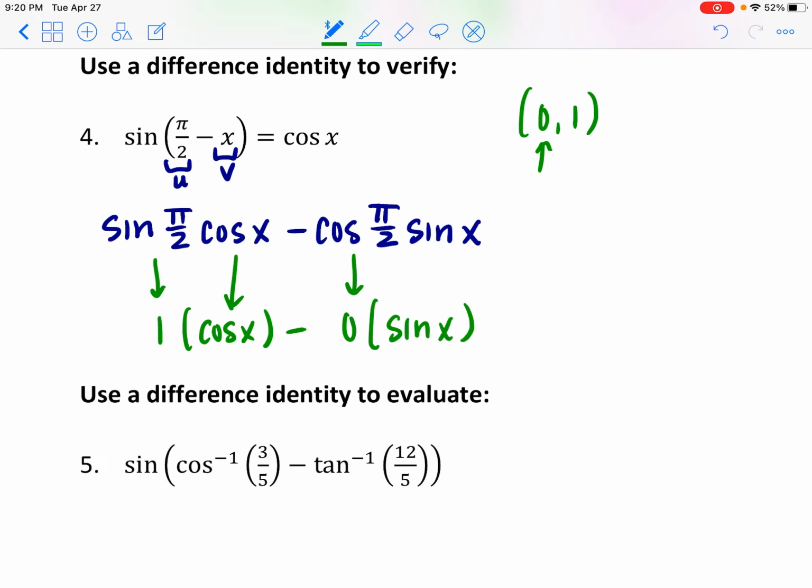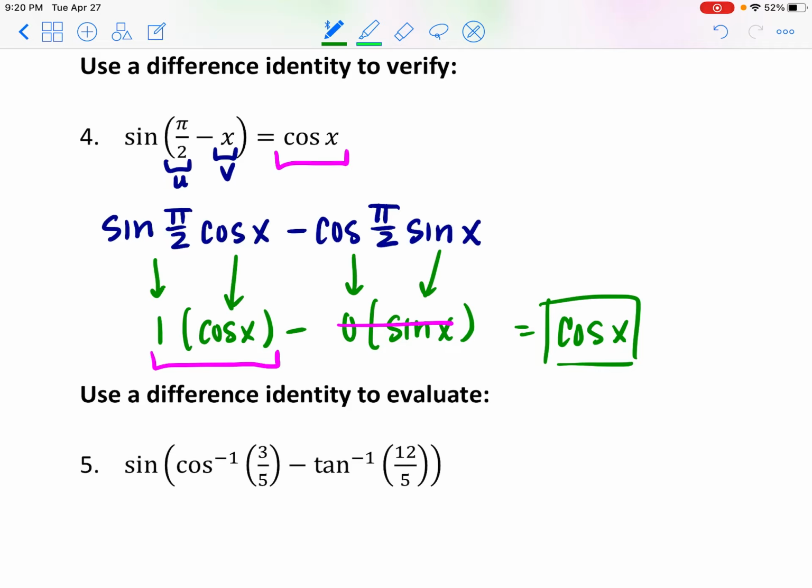Again, that's going to stay, it's got a variable. But what happens when we multiply something by 0? Well, then that piece is just going to go away. 0 times anything is 0. Once that's gone, we're left with precisely what we have on the other side. So this ends up being equal to cosine of x, which is exactly what we were trying to show.